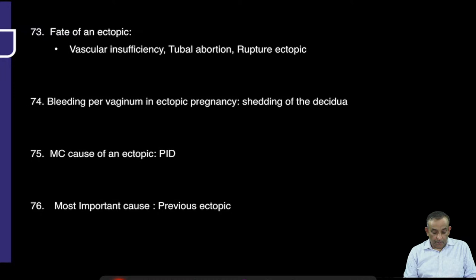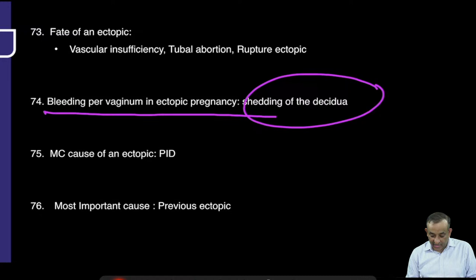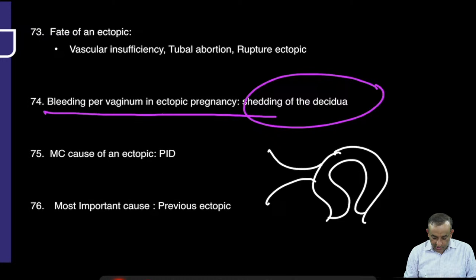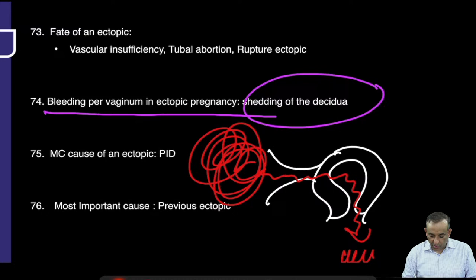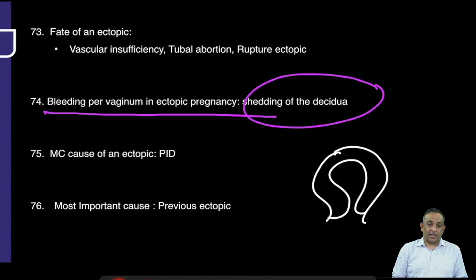So yes, bleeding per vaginum in an ectopic pregnancy is due to the shedding of the decidua. All right, I don't want anybody to say that, sir, in a ruptured ectopic, the tube is ruptured and there is a lot of blood in the abdomen and it goes through the tube, goes through the uterus and comes out like this and starts bleeding. Please don't say this, okay? This is not the cause of bleeding in an ectopic. Ectopic bleeds because the pregnancy in the tube dies, HCG reduces and the corpus luteum dies. And when the corpus luteum dies, the progesterone production reduces and this endometrium will shed and that causes the bleeding.